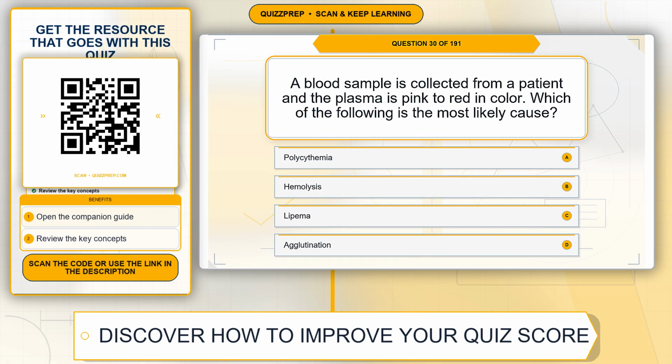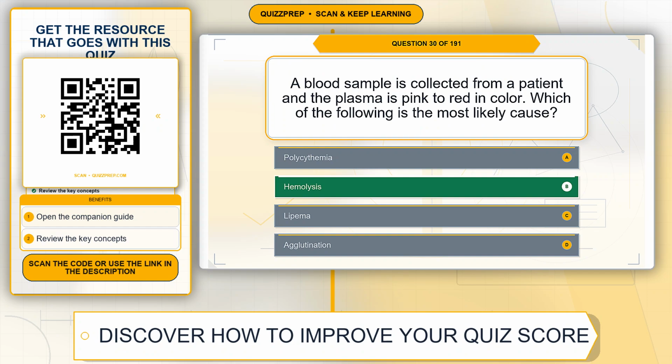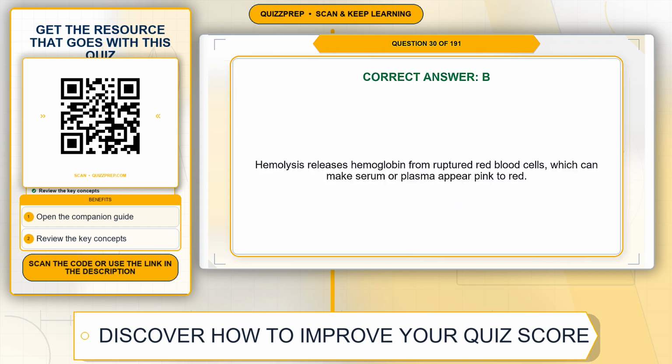Question 30. A blood sample is collected from a patient and the plasma is pink to red in color. Which of the following is the most likely cause? Option A, polycythemia. Option B, hemolysis. Option C, lipemia. Option D, agglutination. The correct answer is option B, hemolysis. Explanation: Hemolysis releases hemoglobin from ruptured red blood cells, which can make serum or plasma appear pink to red.